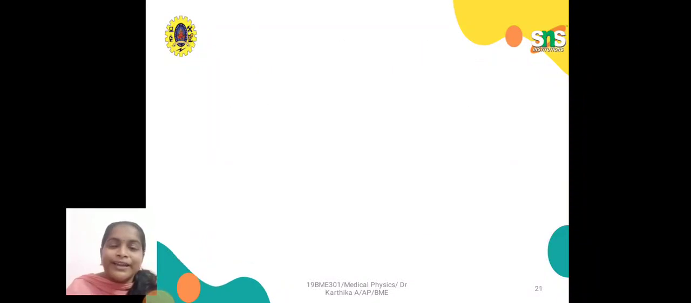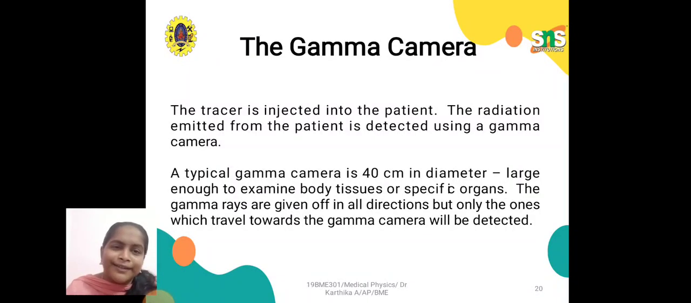Okay, and what do you mean by this gamma camera? Here, a tracer is injected into the patient. The radiation emitted from the patient is directed using a gamma camera. A typical gamma camera is 40 cm in diameter and large enough to examine body tissues or specific organs. These gamma rays are given off in all directions, but only the ones which travel towards the gamma camera will be detected.